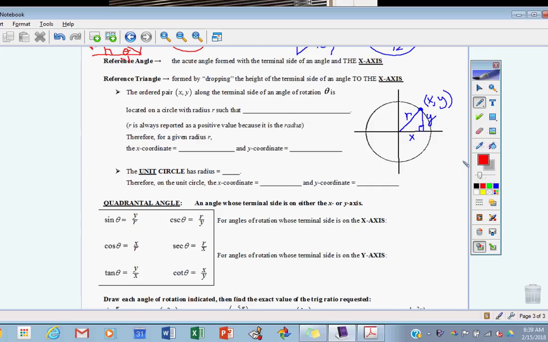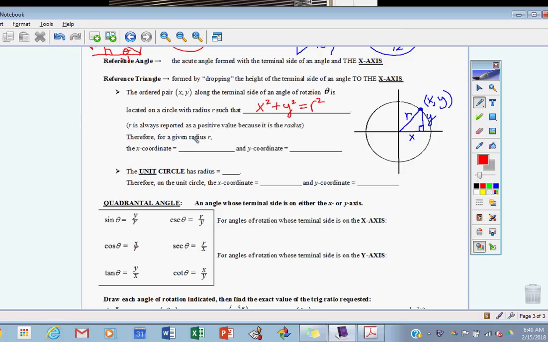There are a couple of things that I think are neat that happen here, and I want you to understand. First of all, I hope you're seeing the Pythagorean Theorem. x squared plus y squared must be equivalent to r squared, and we will see many renditions of why that's neat moving forward with identities too. But right there, that's true based on this diagram. Now, please know that r is always reported as a positive value because it is the radius of that circle.